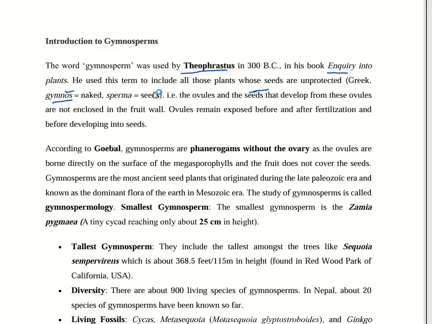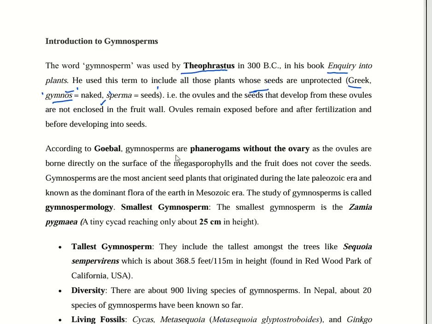plants, as the word itself tells us about the naked seed, where it is derived from two Greek words. First is gymnos, which means naked, and sperma, that is seeds. So it includes the plants that develop their seeds without an ovary, that is, they are naked, they are not enclosed within a fruit wall. The ovules remain exposed before and after fertilization and before developing into seeds.